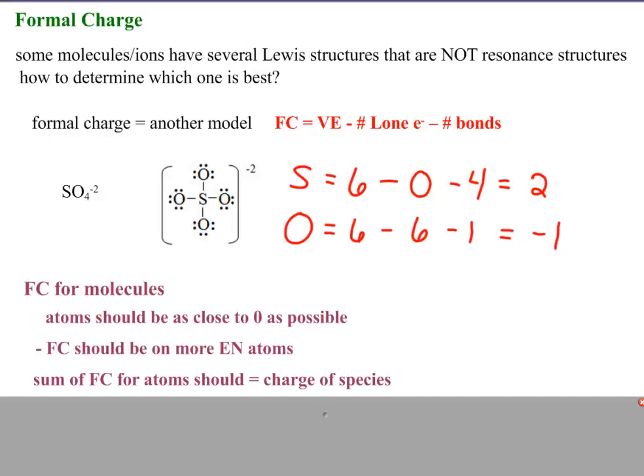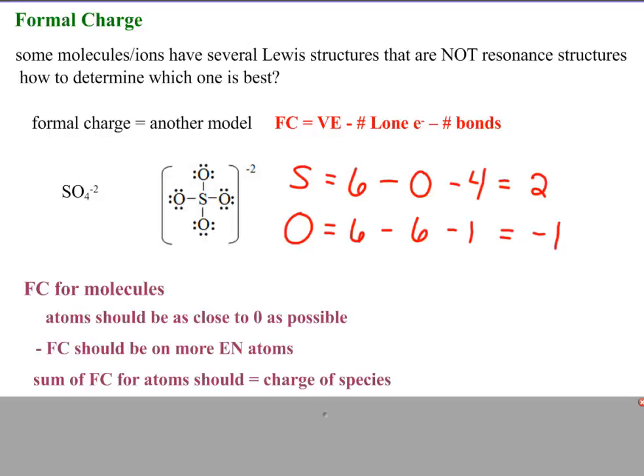The next thing we need to keep in mind is that the formal charge, when it's negative, should be on the more electronegative atoms. Oxygen's more electronegative than sulfur. Oxygen has a negative formal charge. Sulfur has a positive formal charge. So that's good. So our first rule hasn't been met.